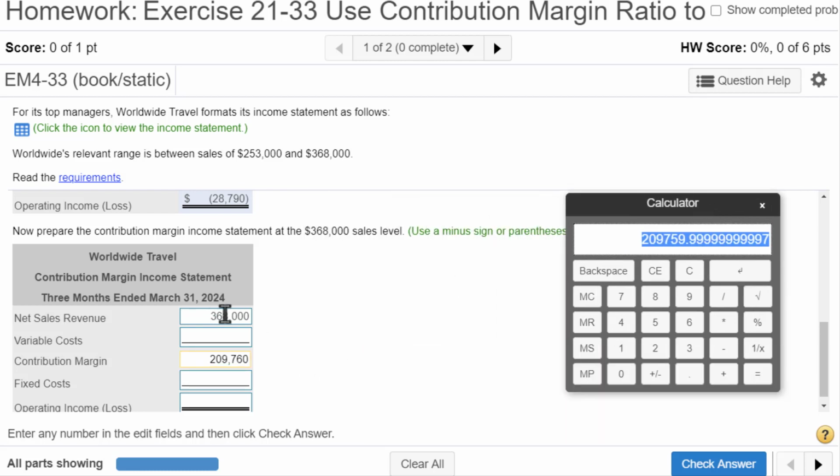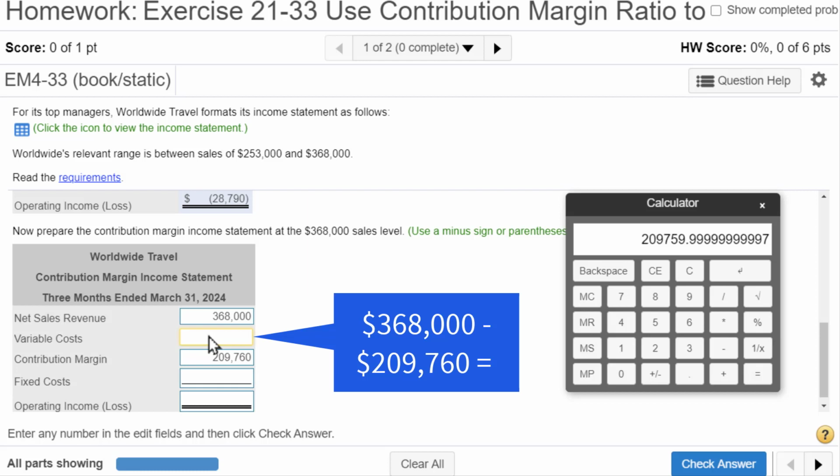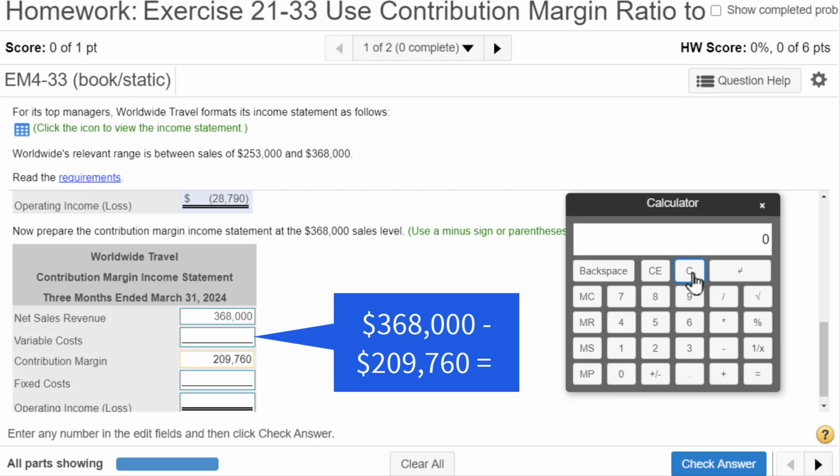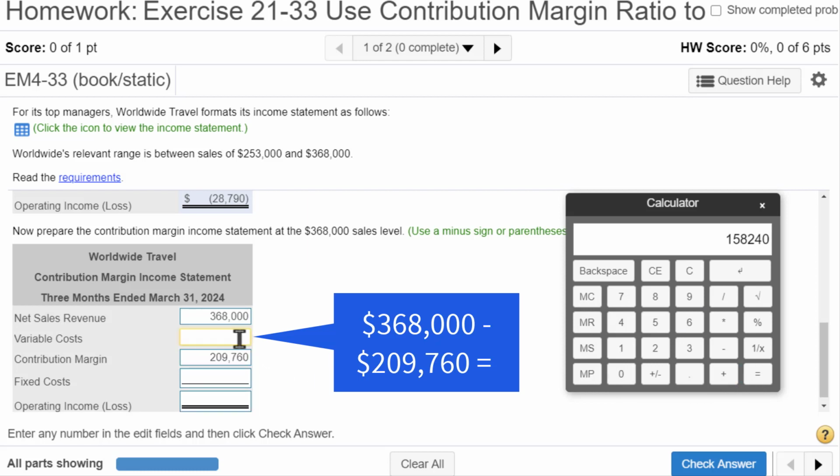So now we have to calculate our variable cost. To do that, we take 368,000 minus 209,760. So clear this. 368,000 minus 209,760 equals 158,240. Now that's the variable cost.